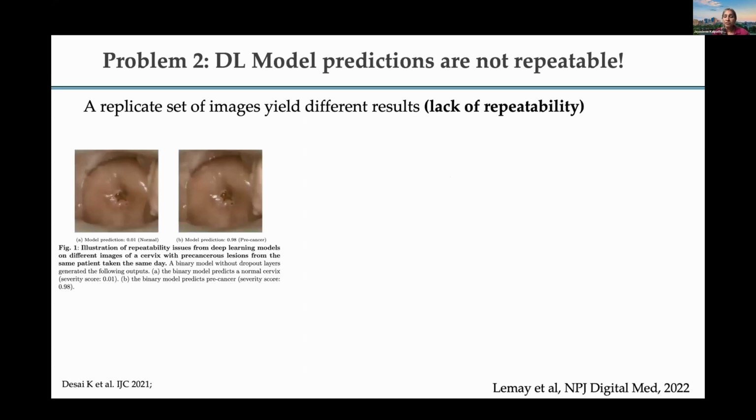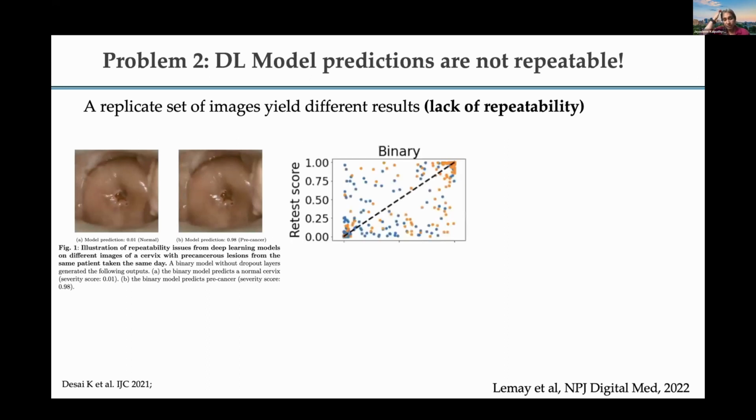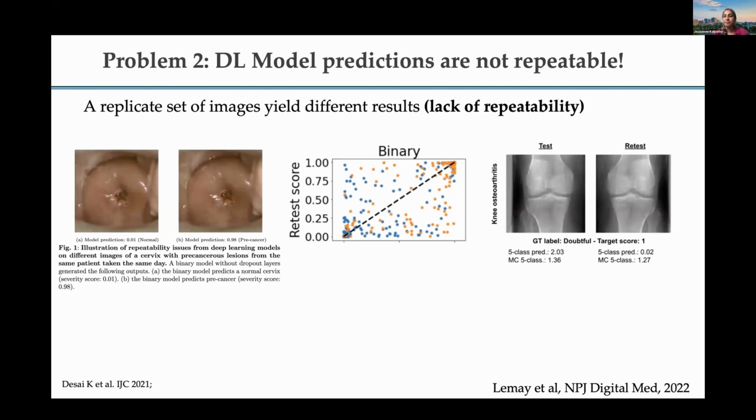So here are two images of the same person. To the human eye, they look very, very similar. But on the left, the model predicted it as a normal case, whereas on the right, the model said it was pre-cancer. If you plotted the probability of the output of the network as a test-retest, we really want it to be along the diagonal, but we see these off-diagonal elements that are pretty substantial.